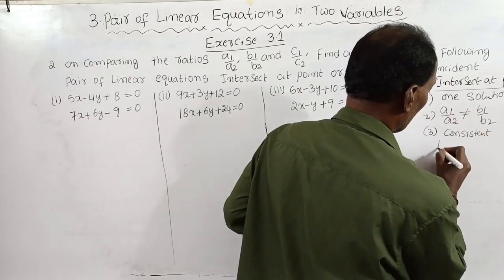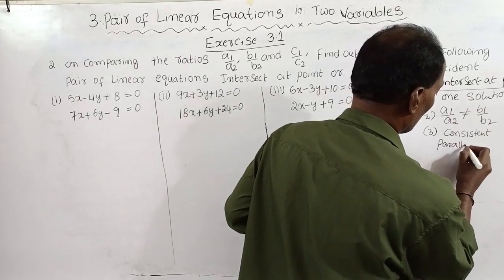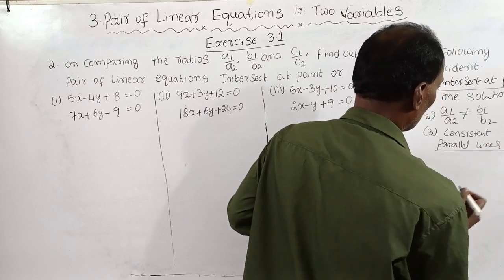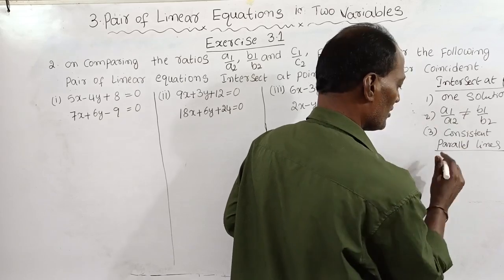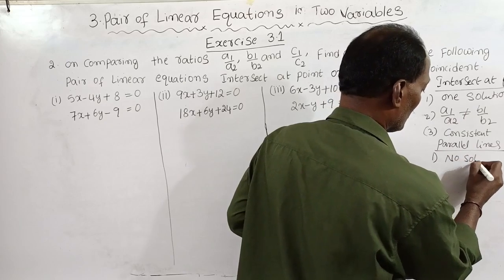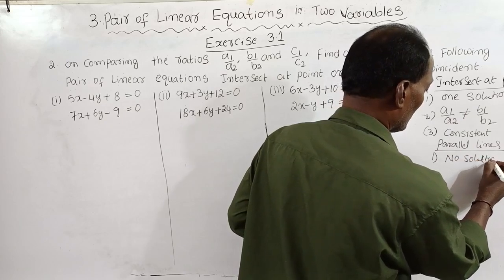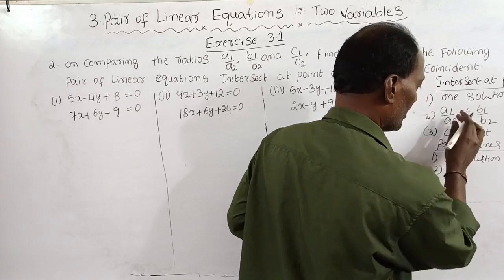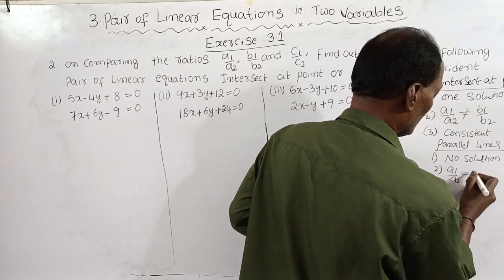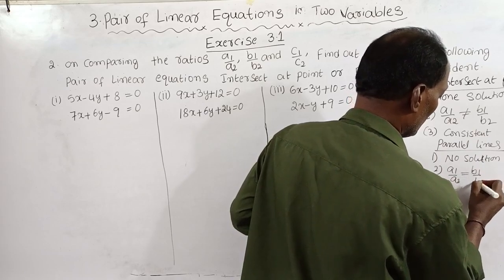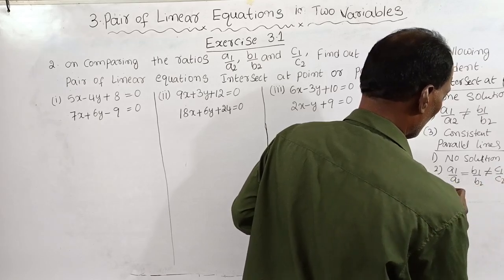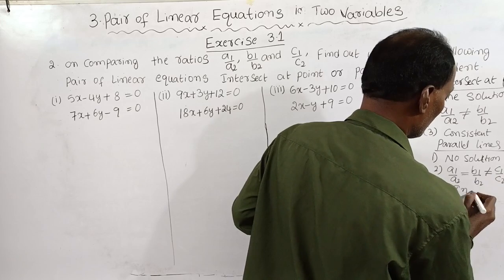Like that, parallel linear equations, parallel lines. What are the important points? Three points. One is no solution. In fraction formula, a1 by a2 equal to b1 by b2, not equal to c1 by c2. Third, inconsistent.